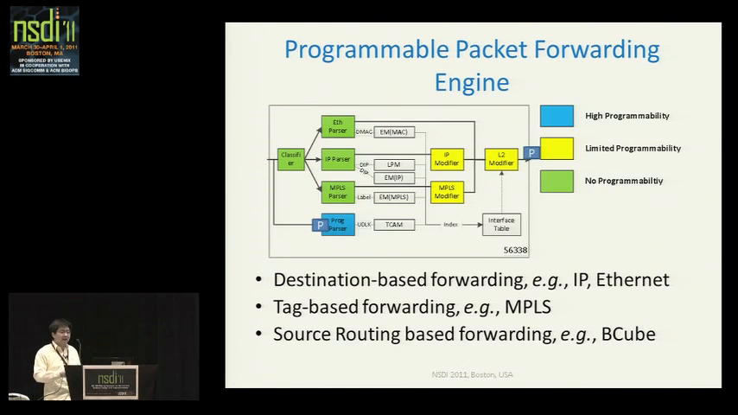Next, let's see how this chip can support various packet forwarding schemes. There are mainly three widely used packet forwarding schemes: the destination-based forwarding, such as IP and Ethernet; the tag-based forwarding, such as MPLS; and the source routing-based forwarding used in BCube. As we can see, our switching chip naturally supports these types of forwarding schemes, and we have more details in our paper.